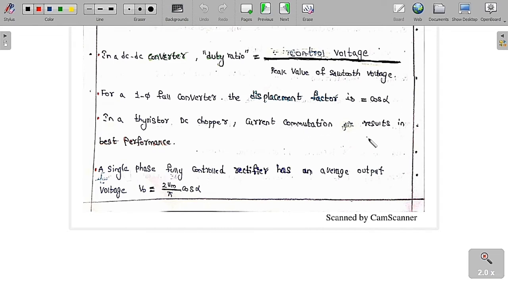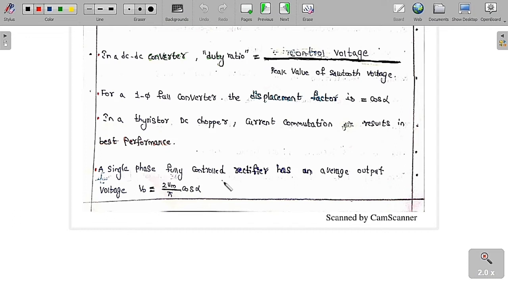In a thyristor DC chopper, current commutation results in the best performance. Suppose in a chopper you want to use thyristors, then which method is used to turn off thyristors in a very efficient manner? If you are going to use thyristors in a DC chopper, then to turn them off we use current commutation, because it is going to give you the best performance.